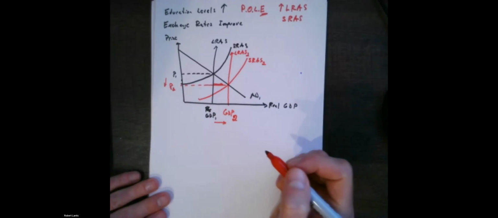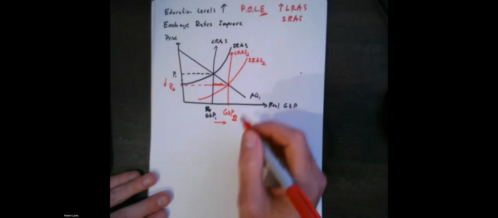Okay. So short run and long run prices will go down. Long run, short run GDP is going to go up. Sorry, this is a 2 if you can't quite see that. Okay. So what were the impacts here? We saw prices go down. We saw real GDP go up.